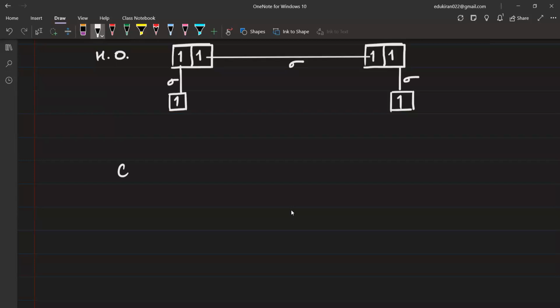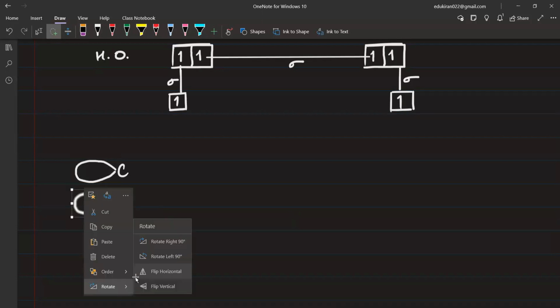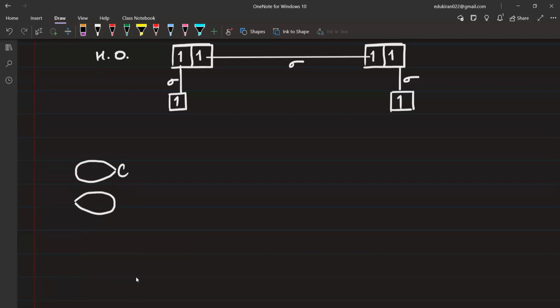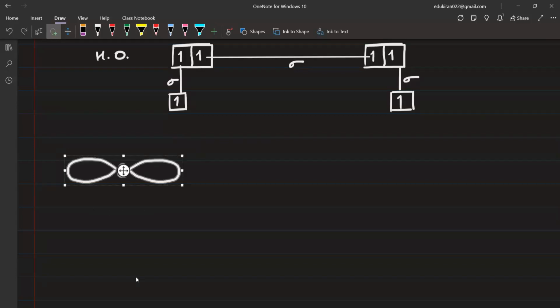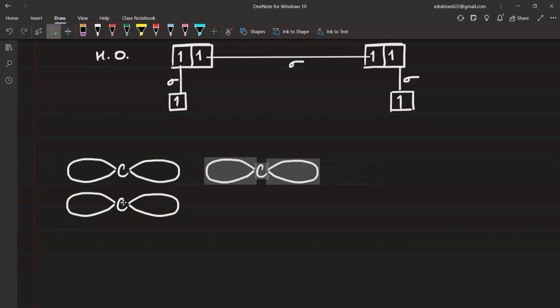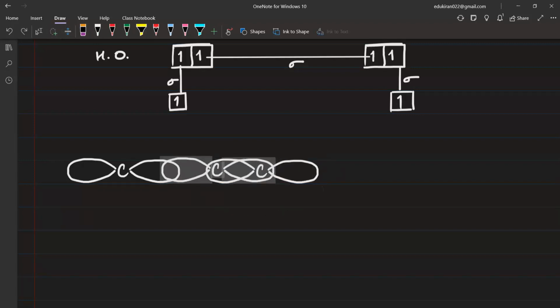Please see here. I'm writing the carbon, and this carbon will be having two hybrid orbitals. So I will write the hybrid orbital like this. This is one of the sp orbitals, and this is another sp orbital. Now, similarly, we have another carbon atom, and that carbon atom also has two different sp hybrid orbitals. Another carbon atom, and they will be overlapping like this.